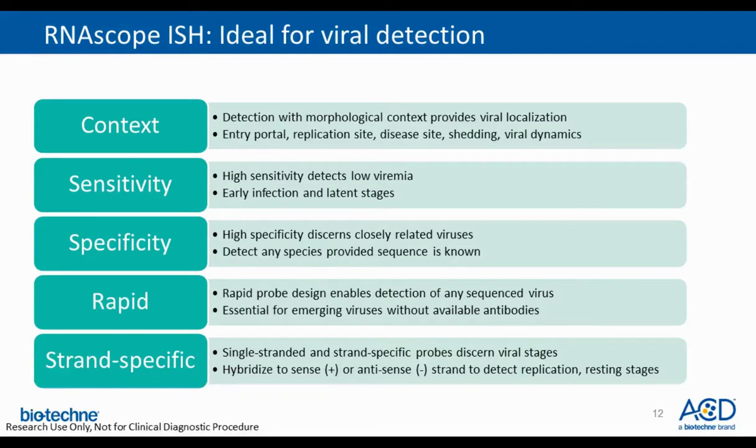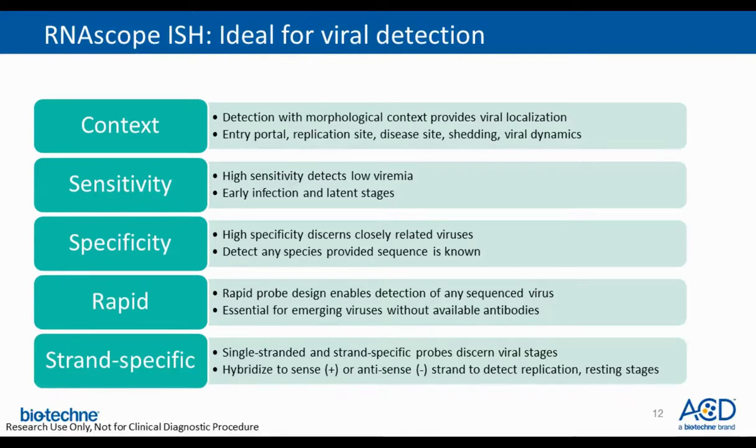Let's start with the context. This in situ hybridization assay can be used with various sample types, such as FFPE, frozen and fixed frozen, as I mentioned before, that allows for detection of practically any target while providing you that morphological information along with that viral localization. This can help researchers identify entry portals, replication sites, disease sites, therefore further understanding the viral dynamics.